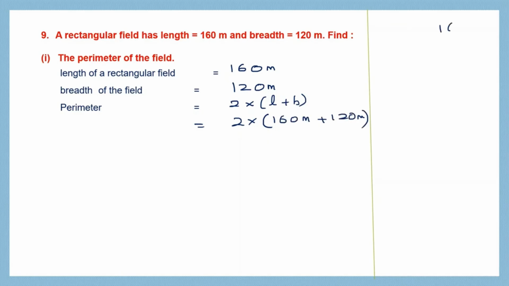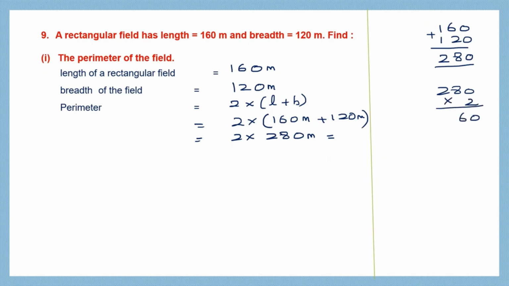So let's add up 160 and 120. What do we get? 0. 6 plus 2 is 8. 1 plus 1 is 2. So that is 2 into 280 meters, which is equal to, let's multiply 280 into 2. 2 zeros are 0, 2 eights are 16, carry 1, 2 twos are 4 plus 1, 5. So the perimeter of a rectangular field is 560 meters. So this is the first part of the question that we have answered. 560 meters is the perimeter of the field.